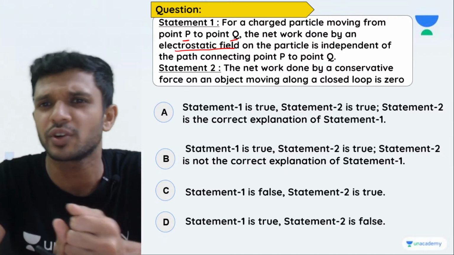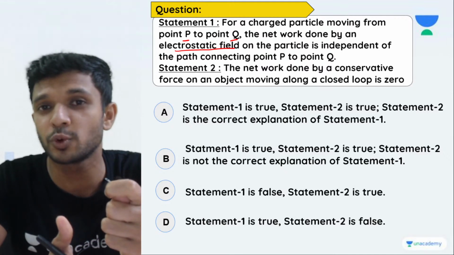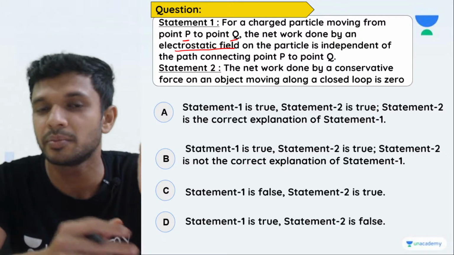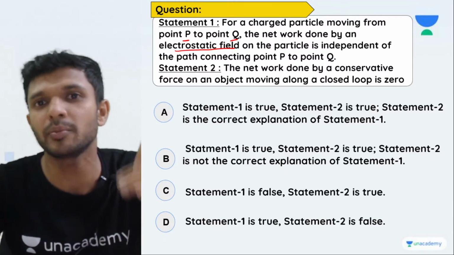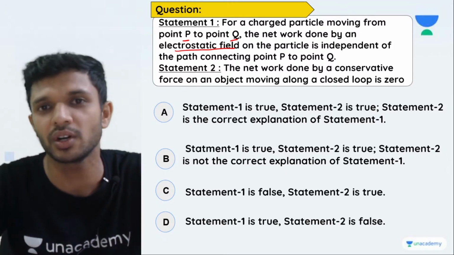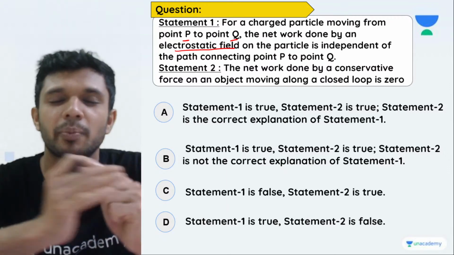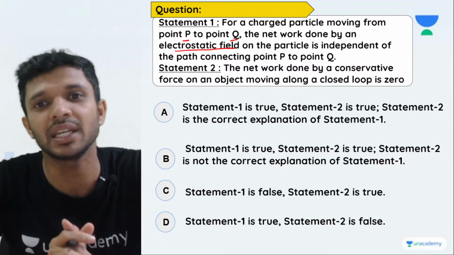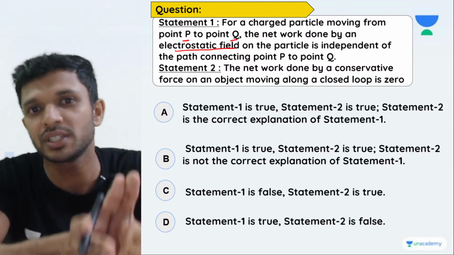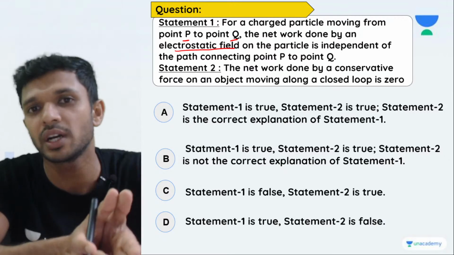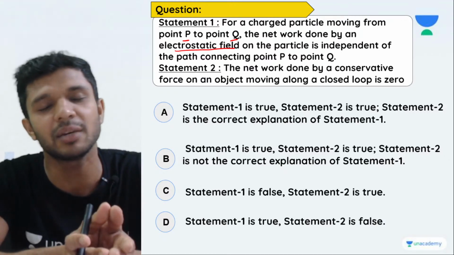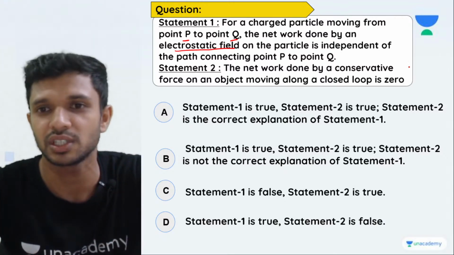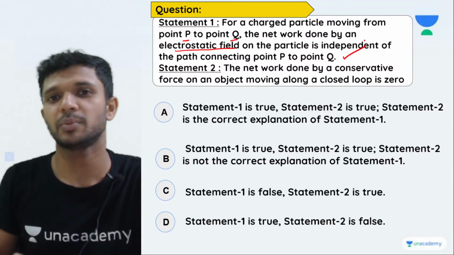What are the properties of conservative forces? Conservative forces are independent of the path between 2 points. Whatever may be the path taken for doing the work, it is independent of the path we choose. Yes or no? So the same is being given here. The work done by this conservative force depends only on the initial and final position. So the first statement is absolutely right.